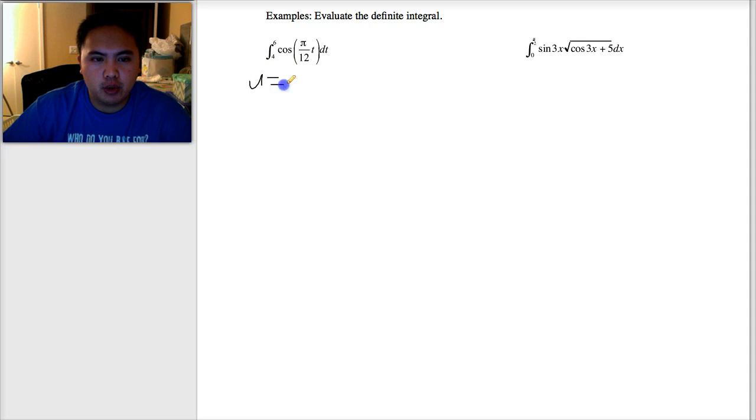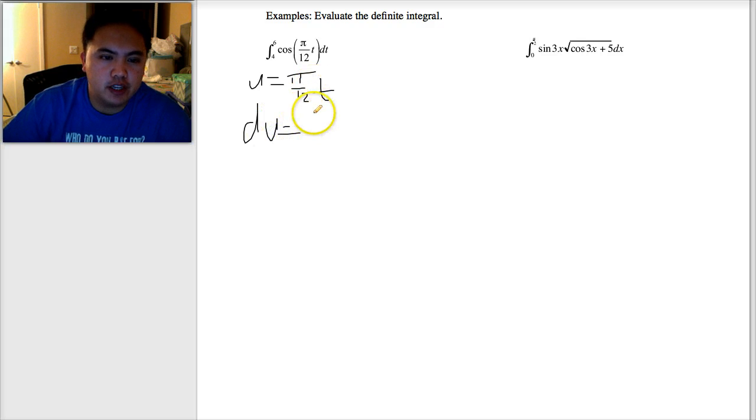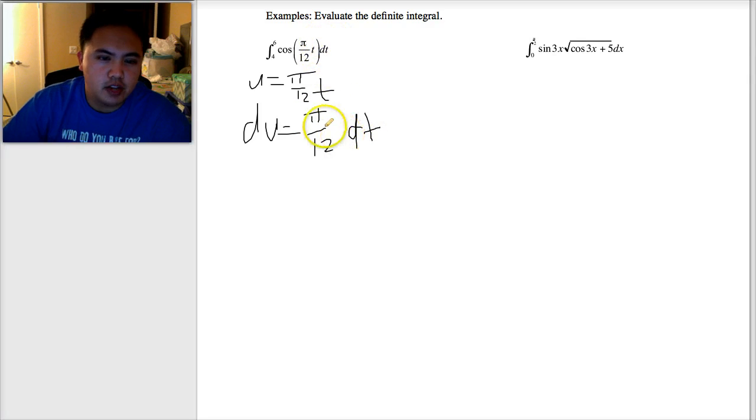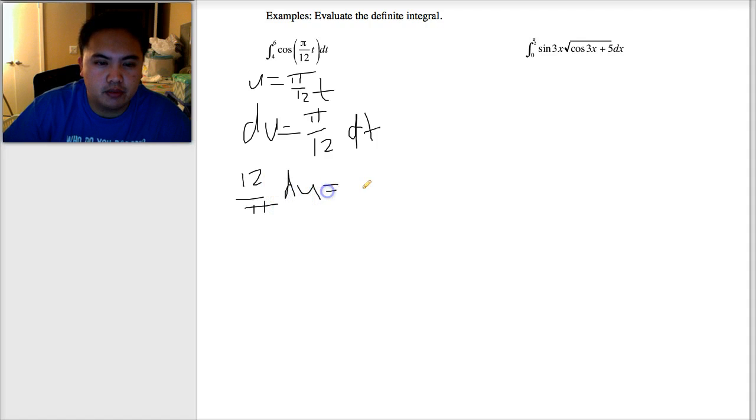u in this problem will be pi over 12t. Okay. Looking at my problem, the only t that I'll have left is this dt. Let's take du. So if u is pi over 12t, du will just be pi over 12 dt. Now I look at the problem and I notice that I just have dt. That's the only thing I need to replace. So I will get this pi over 12 and move it to the other side, or I'll divide both sides by pi over 12. And remember, dividing by a fraction makes me flip it. So if I divide both sides by pi over 12, it becomes 12 over pi du.